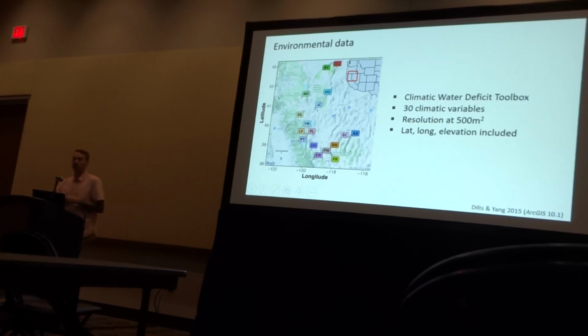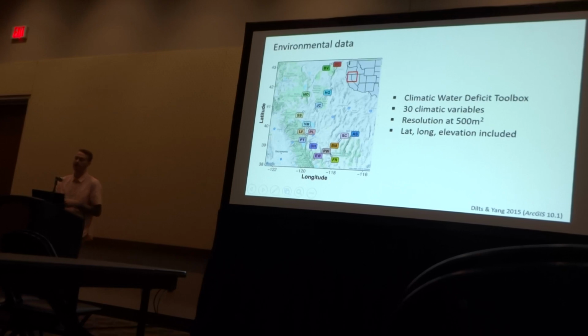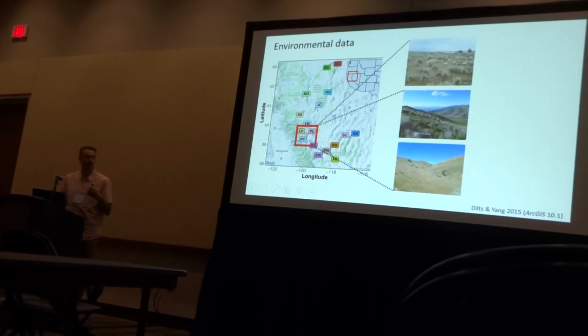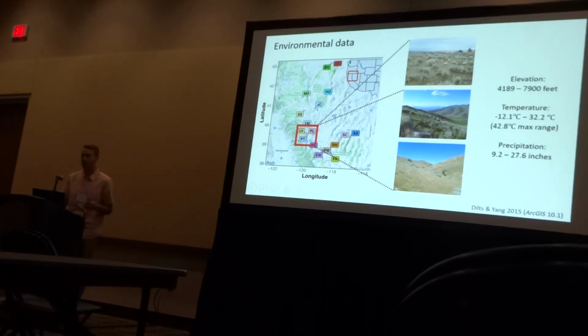The environmental data we use is this climatic water deficit toolbox. It includes 30 different climatic variables that have been shown to influence spatial variation in plant communities. And we also have lat long and elevation. So if you focus in on some of these sites, while they don't look that different, they actually occupy a wide range of temperatures and precipitation and a huge elevation gradient.